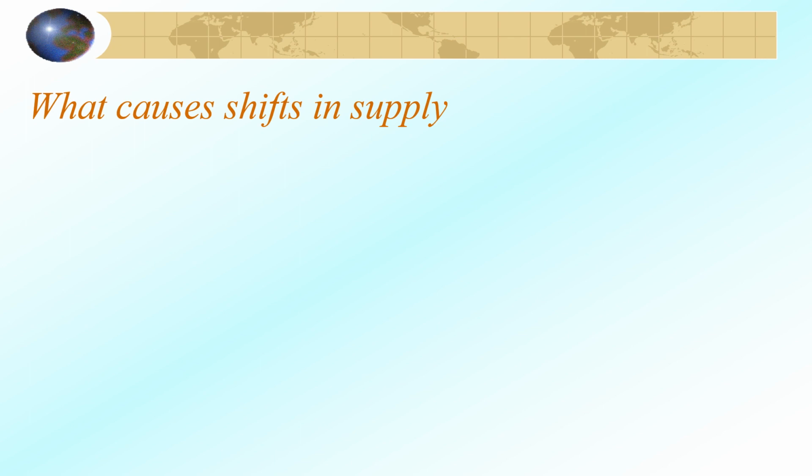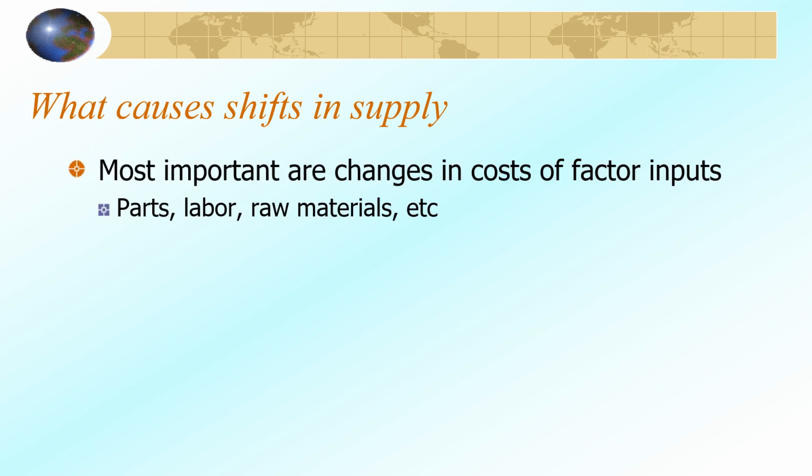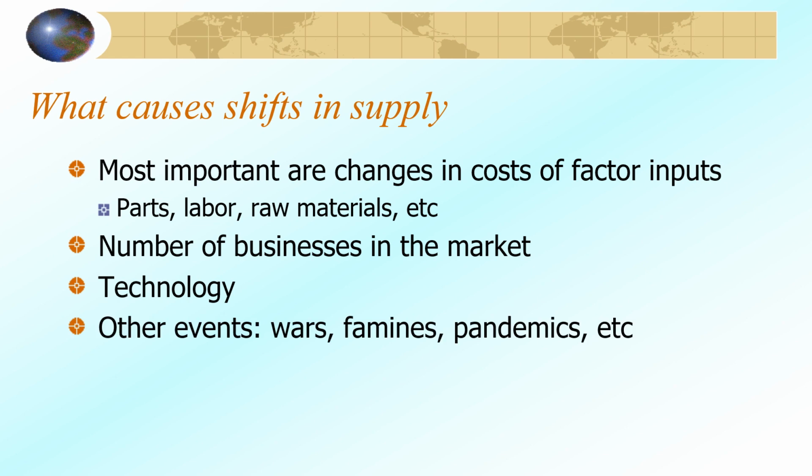Now, shifts in supply are going to be caused, and we already talked about a few of these. The most important are the cost of factor inputs. Think parts, labor, raw materials. Also the number of businesses, and I mentioned technologies. Now, the last, which is the most important, or I should say the most fun, are other events. Many other events can impact the market for goods and services by impacting the supply curve itself. Some of these I listed here: wars, famines, pandemics, political instability, droughts, etc.